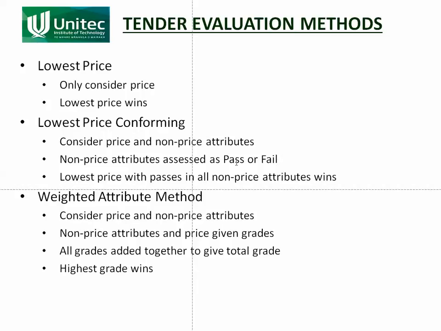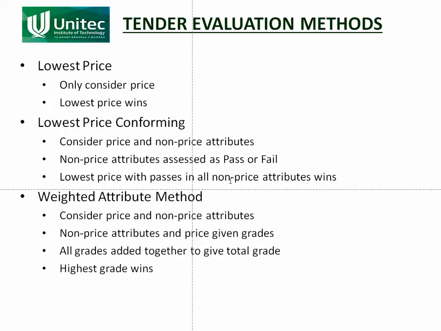The ones that all have passes on those attributes, they meet your requirements, they are considered on price, and the lowest one of those conforming tenders wins. The last one is weighted attribute, which is similar to this one, except that you grade those attributes. In this case, it's pass or fail. In the case of the weighted attribute, you give them numbers, between 1 and 100.